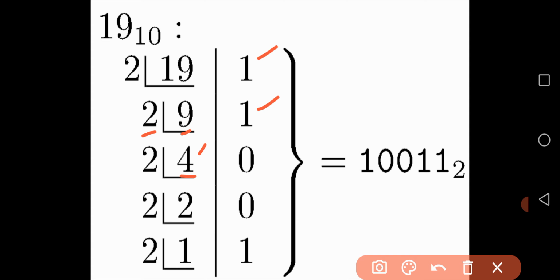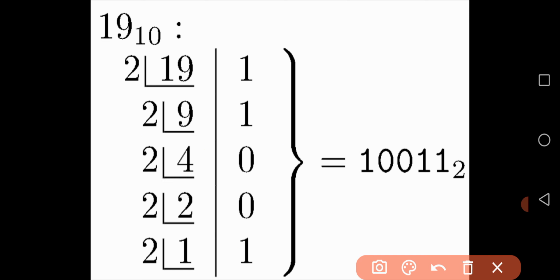Then you are left with 4. Again you keep on dividing 4 by 2. This time the quotient is 2. 2 multiplied by 2 is equal to 4, and there is no remainder, so the remainder is 0 here. Now what you are left with is 2. Again you divide it by 2 and the quotient is 1. 2 multiplied by 1 is 2 and the remainder is 0. Finally you have the number 1. You cannot divide it by 2, so you write it as it is.